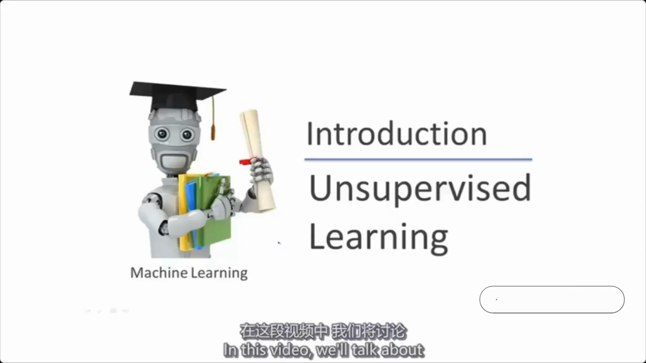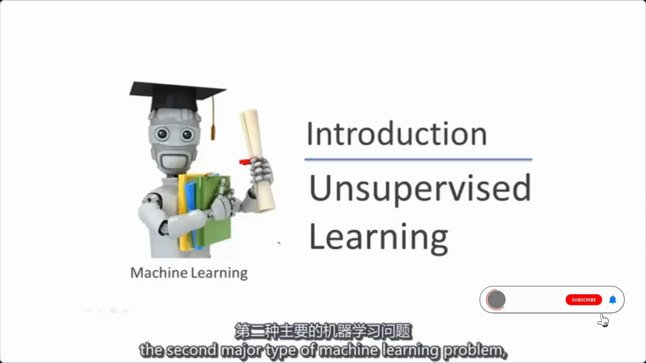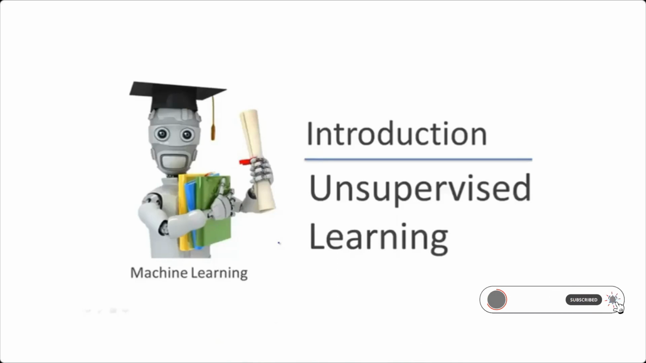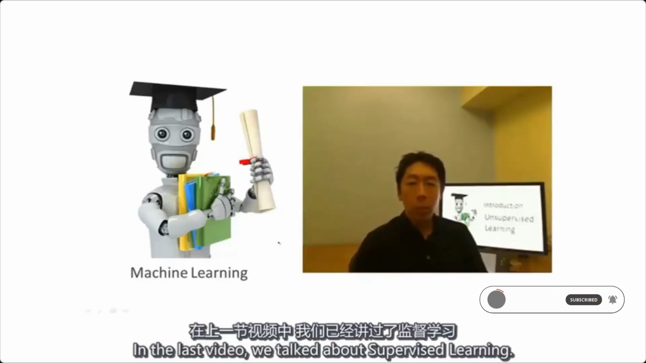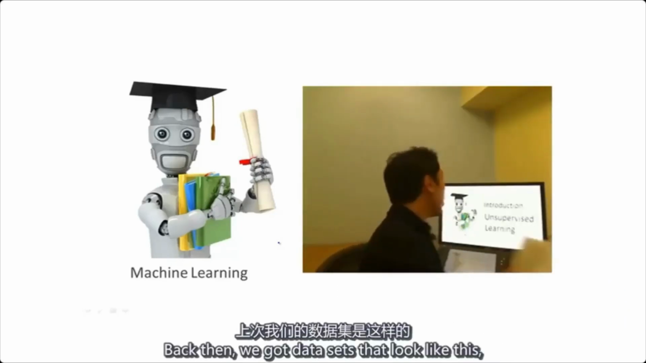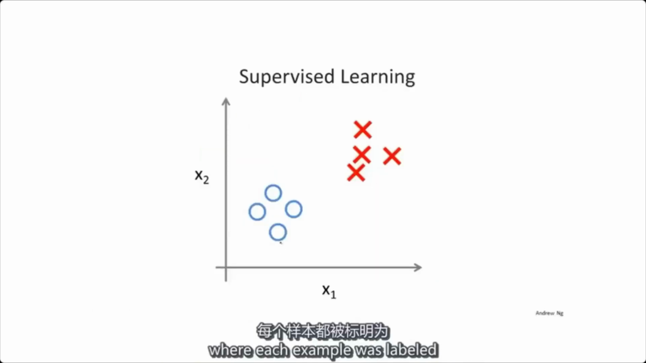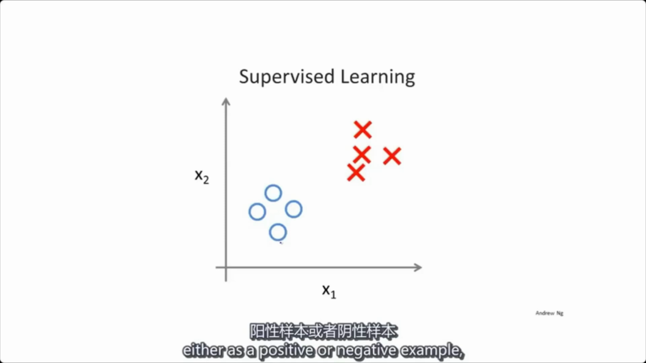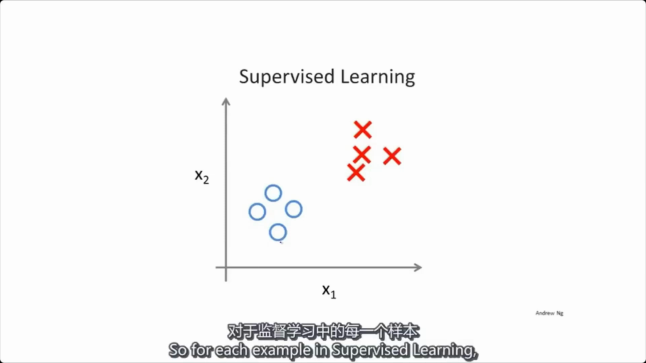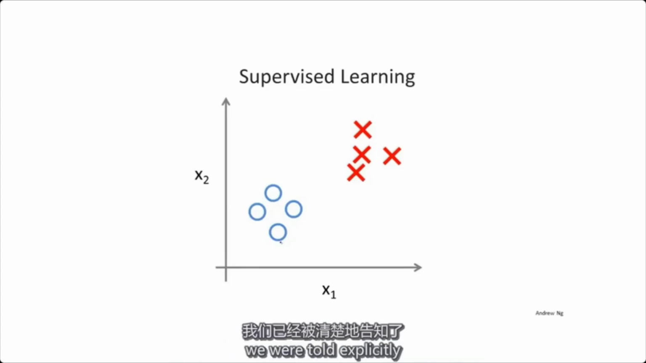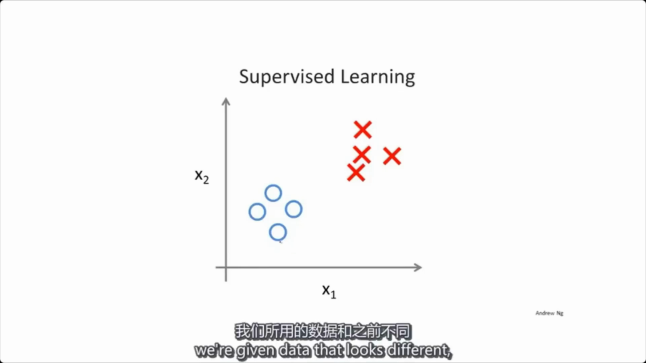In this video, we'll talk about the second major type of machine learning problem called unsupervised learning. In the last video, we talked about supervised learning. Back then, we got datasets that looked like this, where each example was labeled either as a positive or a negative example, whether it was a benign or malignant tumor. So for each example in supervised learning, we were told explicitly what is the so-called right answer, whether it's benign or malignant. In unsupervised learning, we're given data that looks different.